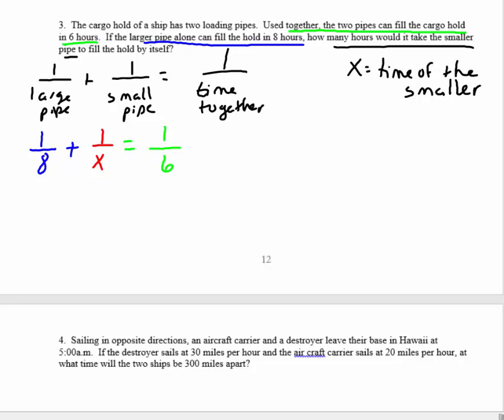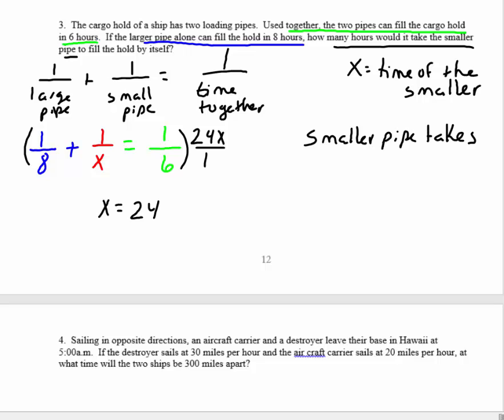Same process, we find the LCD, multiply through by it. So the first number 8, x, and 6 can all go into is 24x, so I'll multiply everything by 24x over 1. When you do so, you'll actually end up with x equaling 24. So it takes the smaller pipe 24 hours to fill the hold on its own.